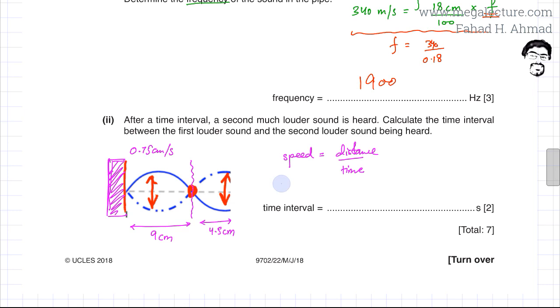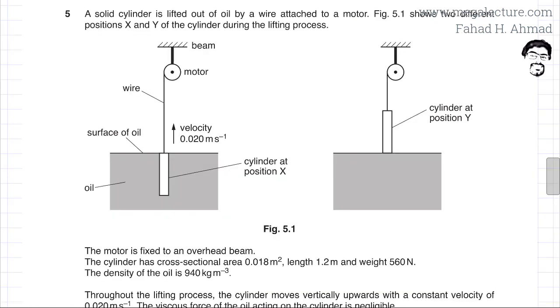We already know the speed, it's 0.75 but centimeters per second, so I'm going to take distance in centimeters as well. It's going to be 9 centimeters divided by time, and we just need to make time the subject of the equation. And if we do our calculations correctly, the answer is going to come out to be equal to 12 seconds.